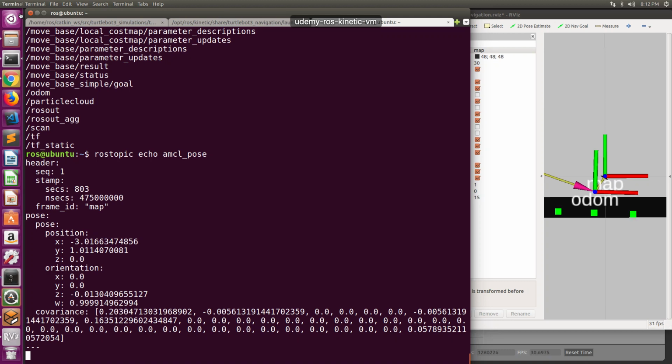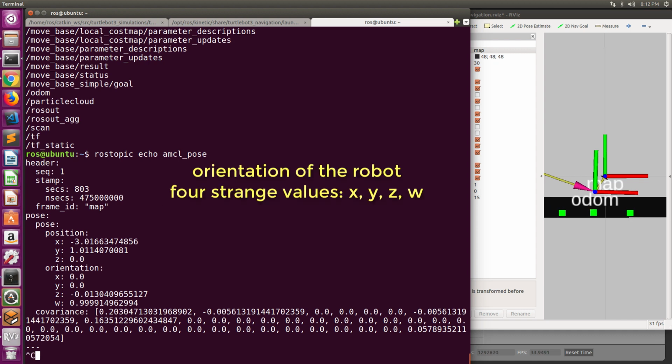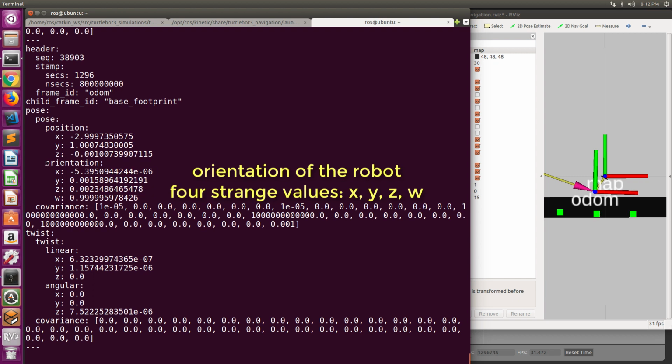One more thing to note is the orientation of the robot. Looking at the orientation, whether in the ODOM topic or the AMCL topic. So here we have the AMCL topic. I can also check the ODOM topic, and we also have the orientation here.